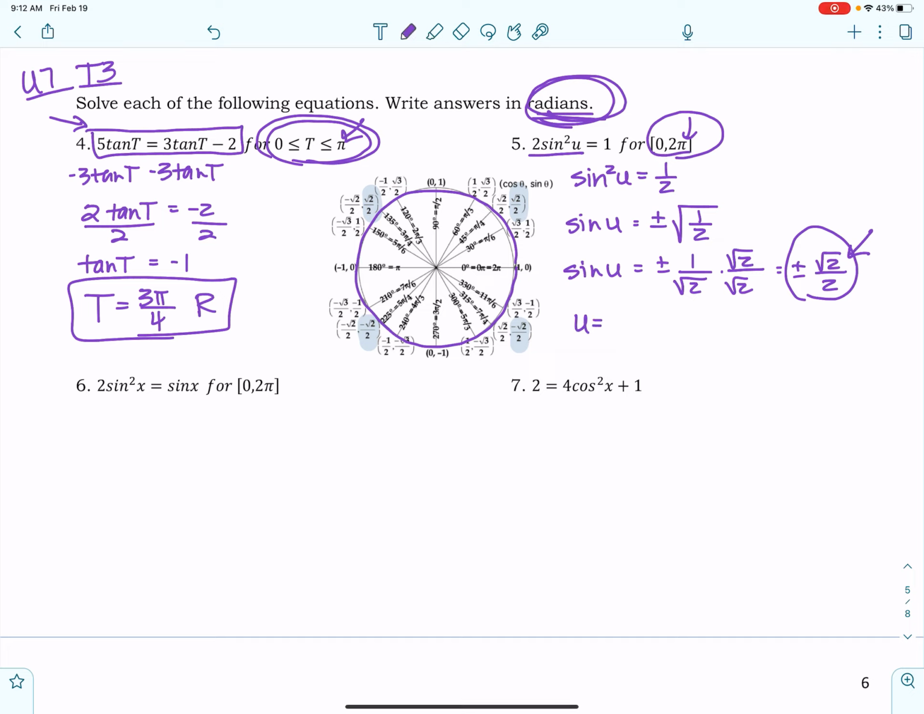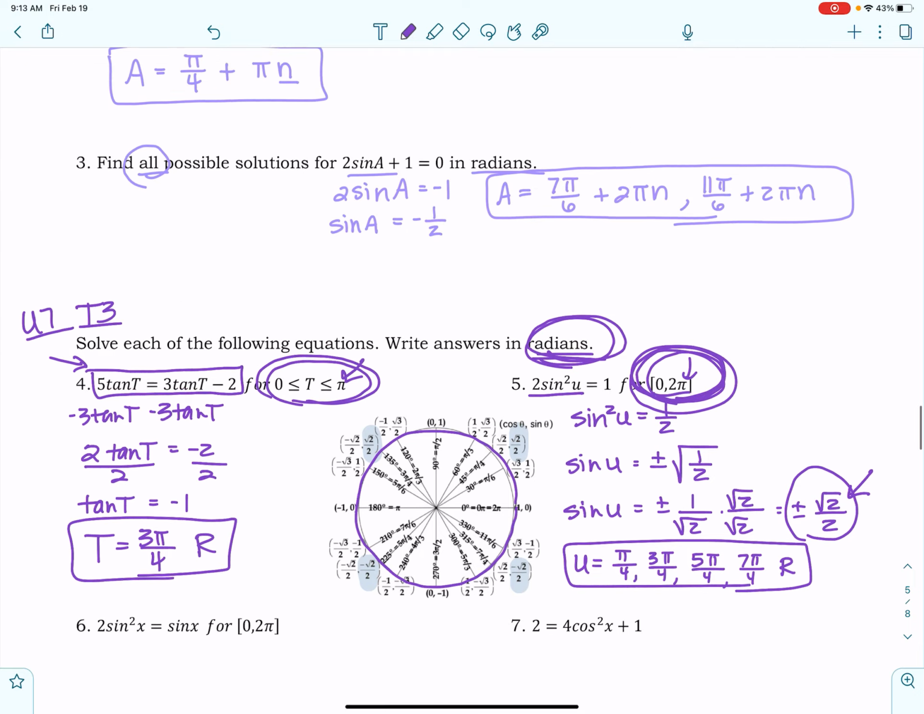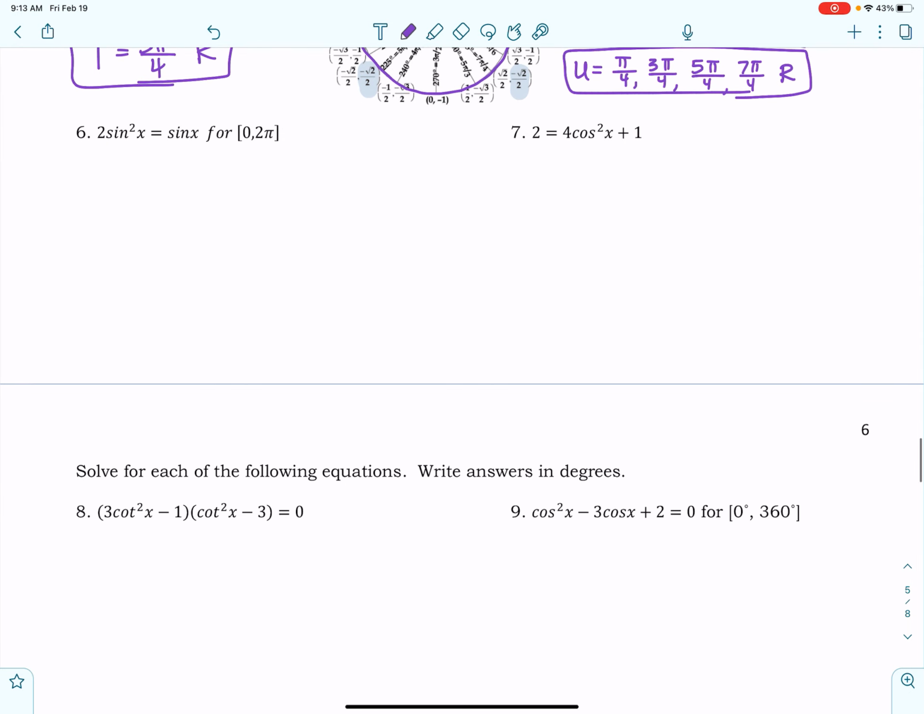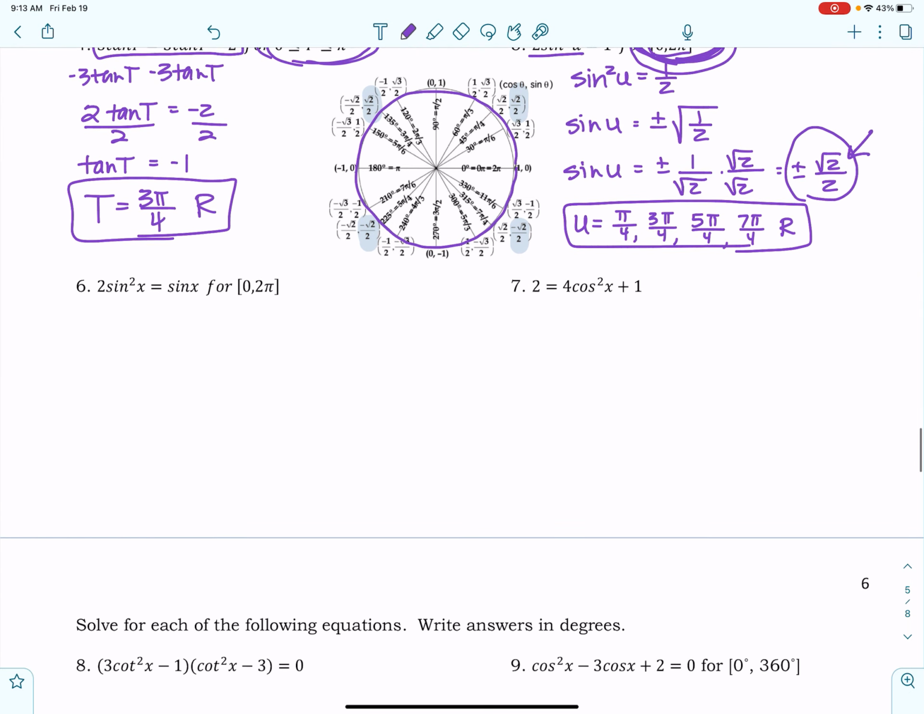U is equal to pi over 4, 3 pi over 4, 5 pi over 4, and 7 pi over 4 radians. Easy peasy lemon squeezy. Okay, notice because of this restriction only once around the unit circle, I did not have to add a value to it. I only have to do that when I'm accounting for all of the possible solutions.